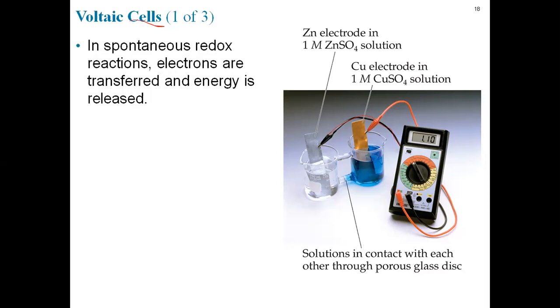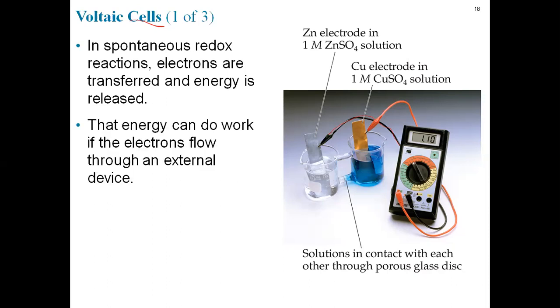So in a spontaneous redox reaction, electrons are transferred and energy is released spontaneously. The energy can do work if the electrons flow through an external device. And this is the voltaic cell, or galvanic cell.